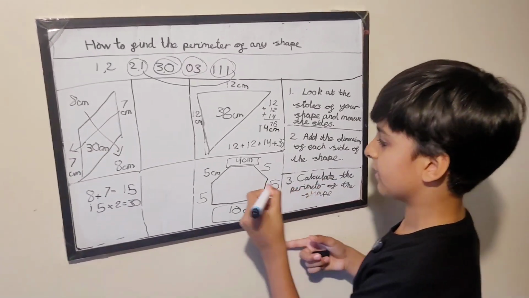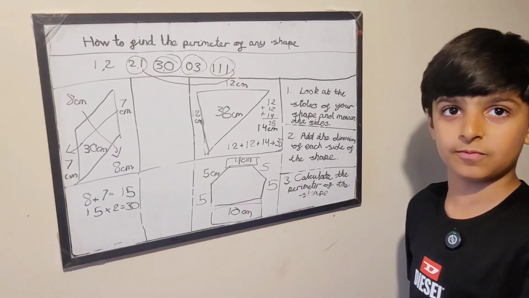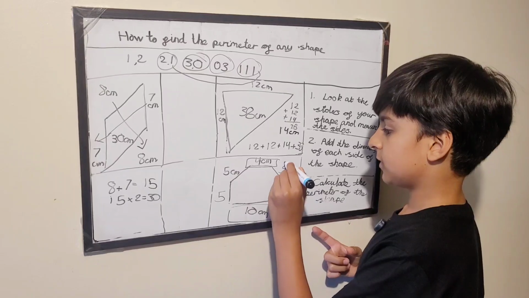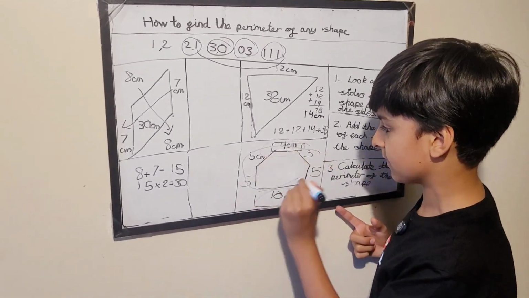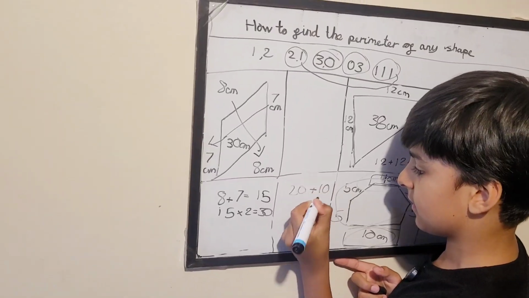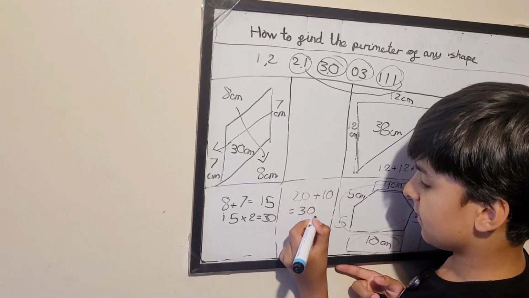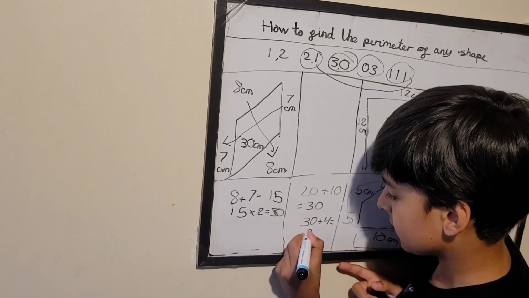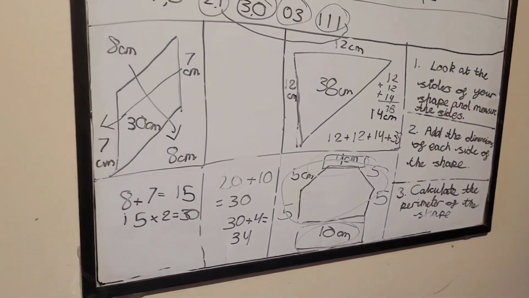Okay, now let's add them together. Because sometimes it takes a really long time to add numbers, we can separate them into groups. So one 4, one 10, and four 5s. So four 5s is 20. 20 plus 10 is 30. And then 30 plus 4 is 34. And that's an easy way to add.